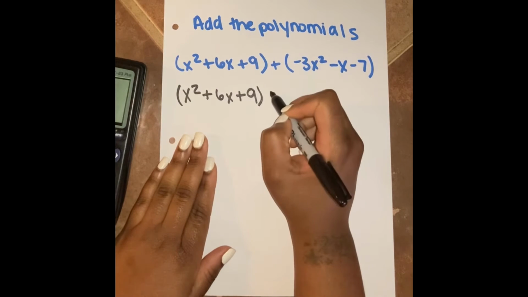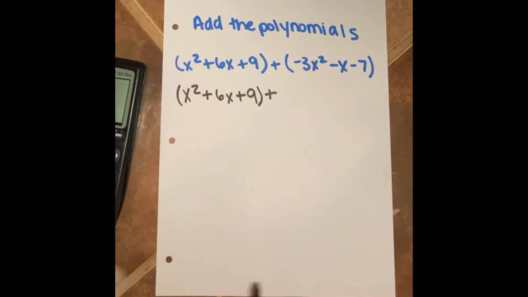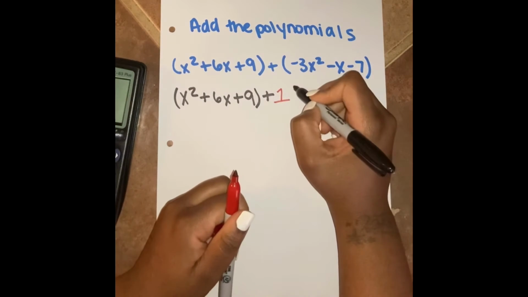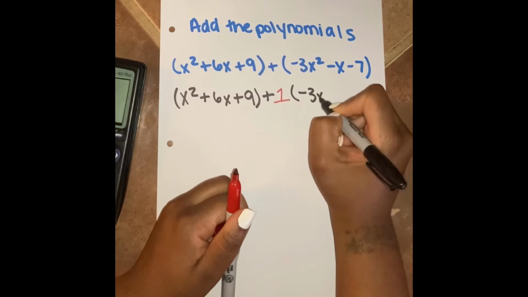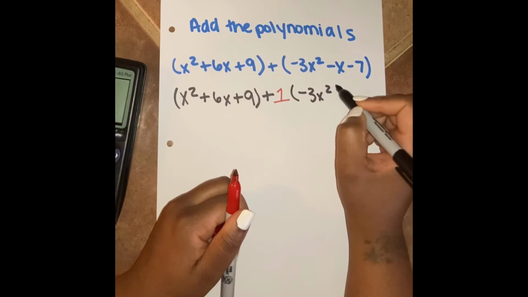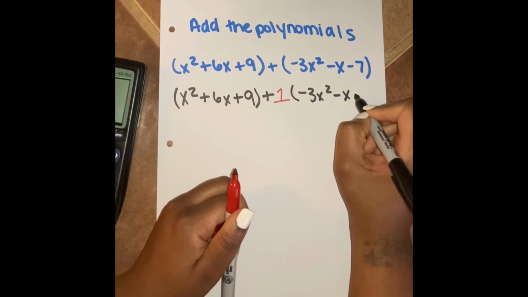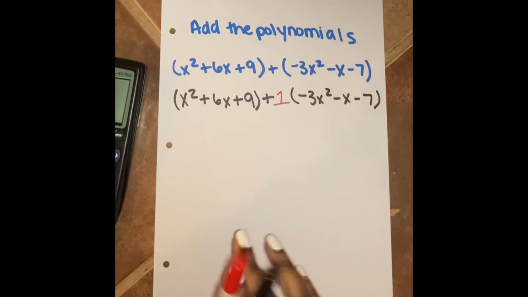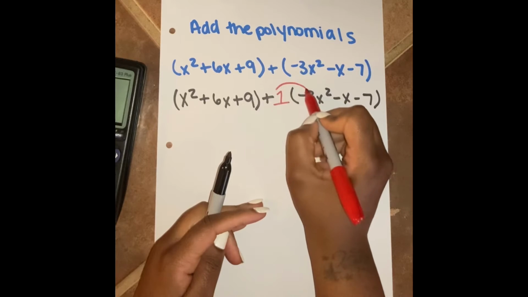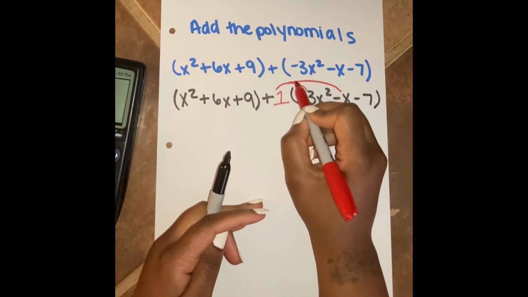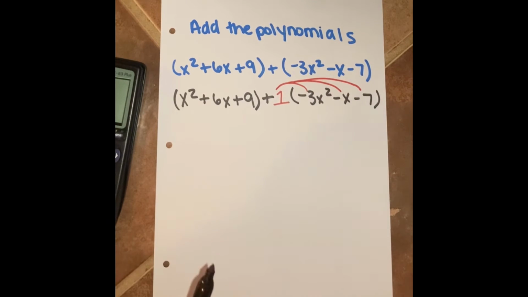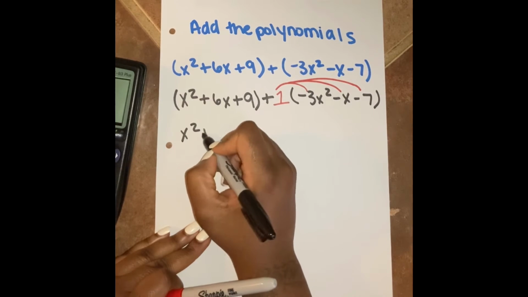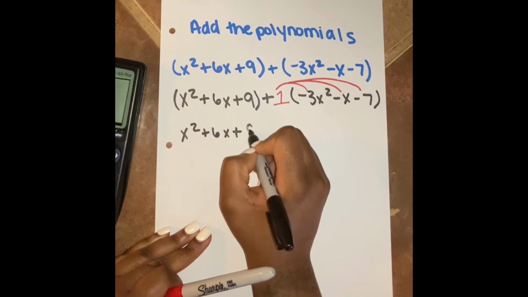I'm going to just do it like this for right now, so that I can show you how we distribute this. And I'm going to bring everything down. We have the negative 3x squared minus x minus 7. So we see here that we're going to have to distribute this positive 1 to everything that is within this second polynomial. So we're going to bring everything down in our first, which is x squared plus 6x plus 9.